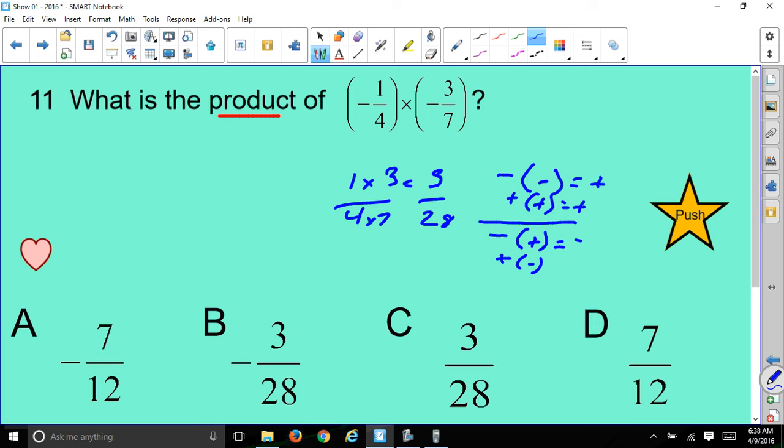And those are the rules for multiplying and dividing integers. So we're going to go with a negative 3 over, I'm sorry, a positive 3 over 28. So because the signs were the same on this one. So there it was. So that's why we're going with positive, and our fraction was 3 over 28. So our answer choice is going to be choice B.